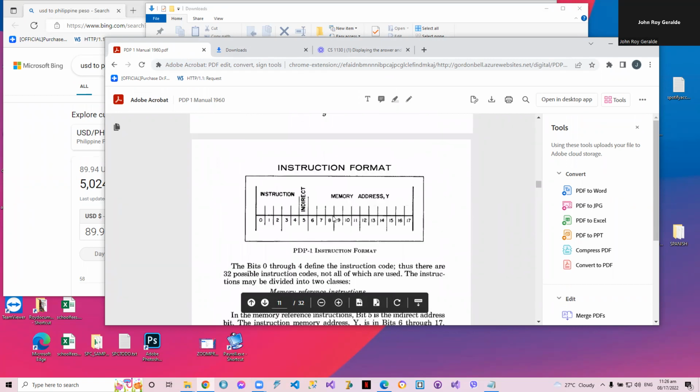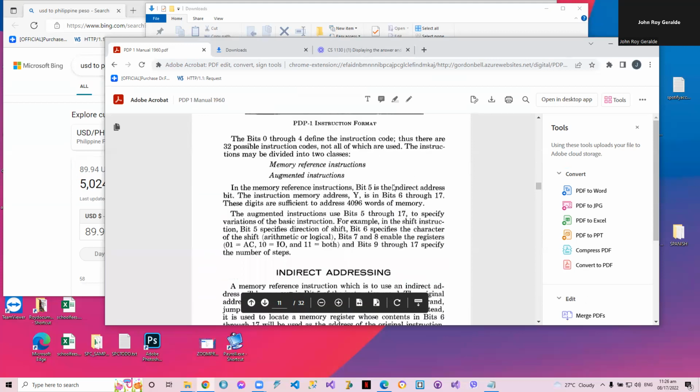In the case of an instruction, the PDP-1 can have 5 bits for its instruction. So 5 bits can correspond to a number of instructions. Now, it also is the first computer to have indirect memory addressing, which means that during a load and a store, it can have two modes, a direct mode and an indirect mode.